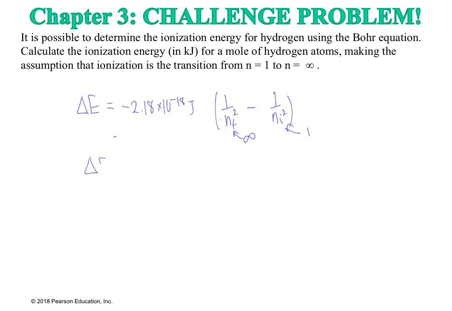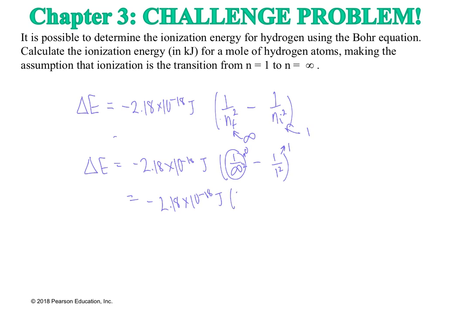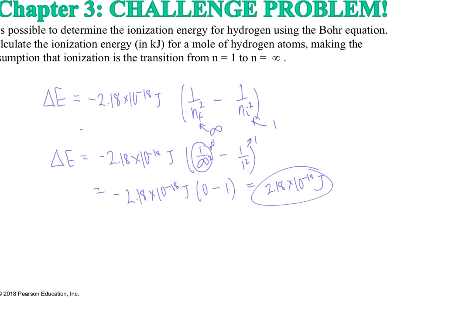And so we can say that that change in energy is equal to negative 2.18 times 10 to the negative 18 joules times 1 over infinity squared minus 1 over 1 squared. Now 1 over a really, really big number squared is basically 0. And 1 over 1 is 1. So we get 0 minus 1. So we just get positive 2.18 times 10 to the negative 18 joules. That's how much energy it takes to remove 1 electron.